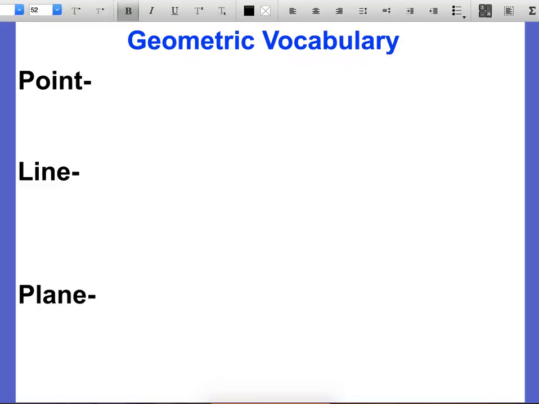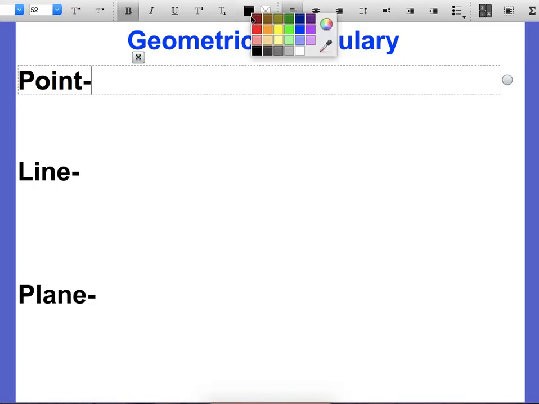Hi, math friends. Today we're looking at geometric vocabulary. Our focus is only on the vocabulary for today, so we're going to be taking a lot of notes, doing a lot of writing. All right? So let's look at point.